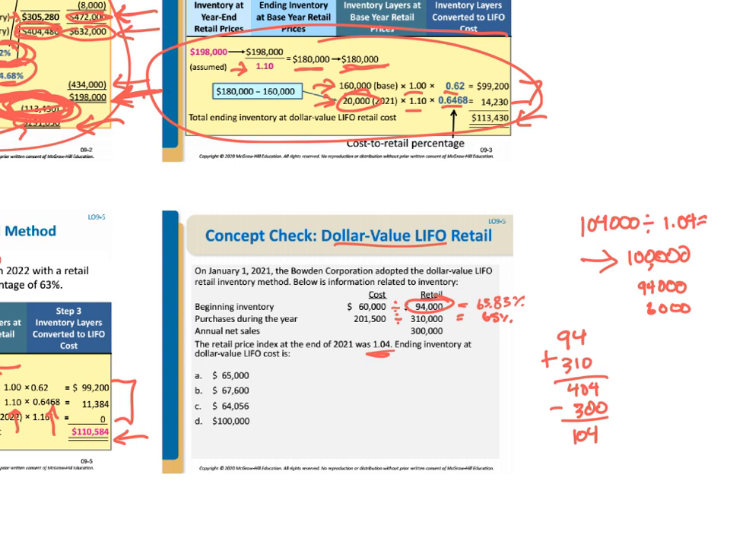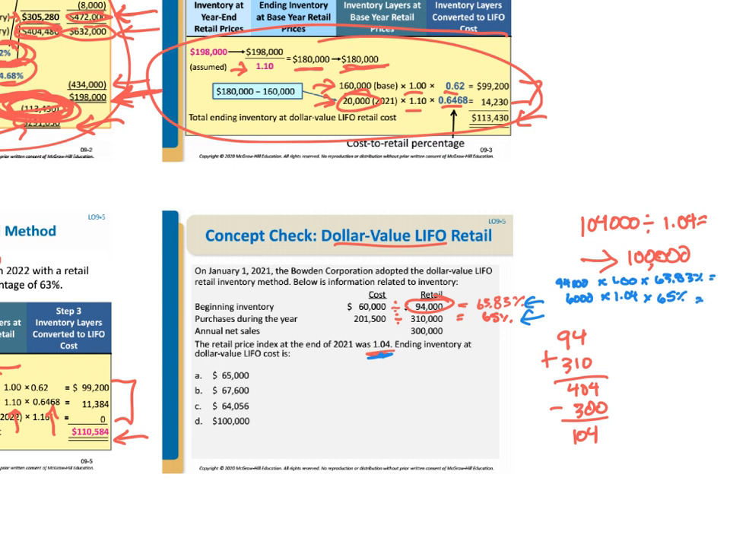Now that we have these split out, we're going to multiply them, and I'm going to give myself some room, so I'm going to change this for just a second. Okay, now we're going to multiply this by the indices that are applicable for each one. The base year, or the beginning inventory, I should say, is always going to be 1. It's always assumed to be the base year. And then the new layer is going to be at 1.04, which is told to us right over here. Then we also have to multiply by the cost to retail relationship. Beginning inventory had this relationship. Purchases had this relationship. So we'll have 63.83 here and 65% here.